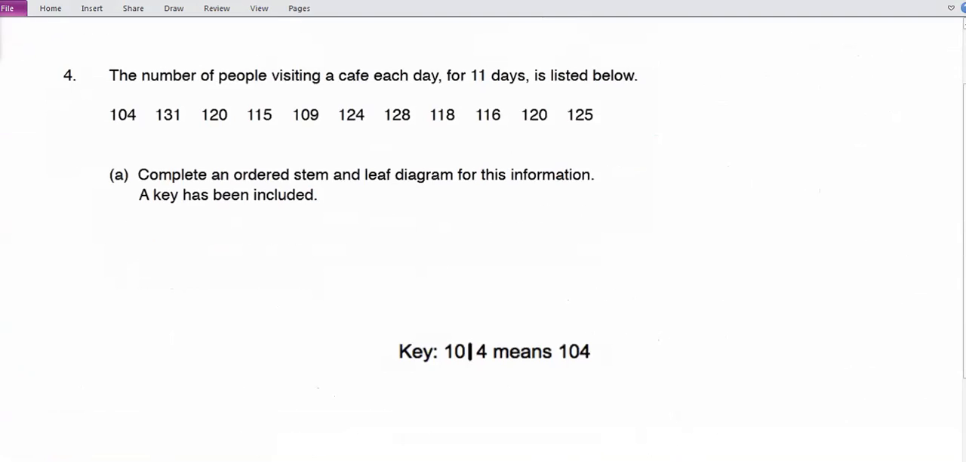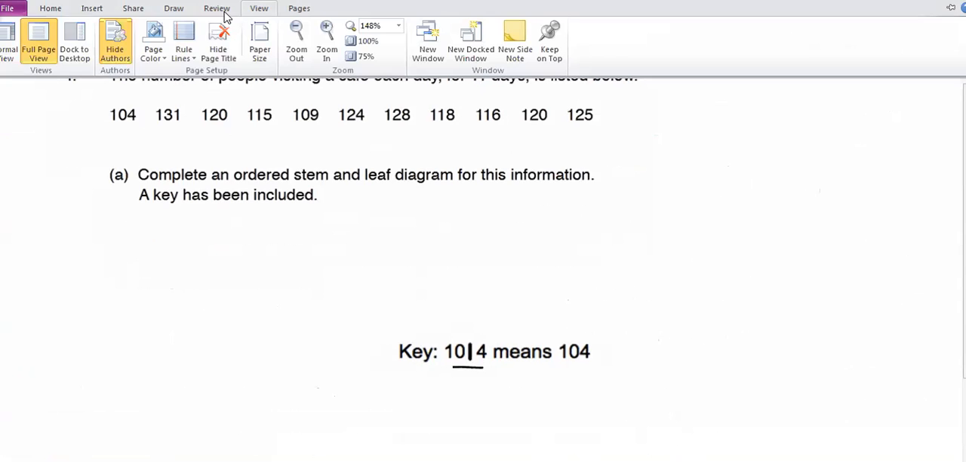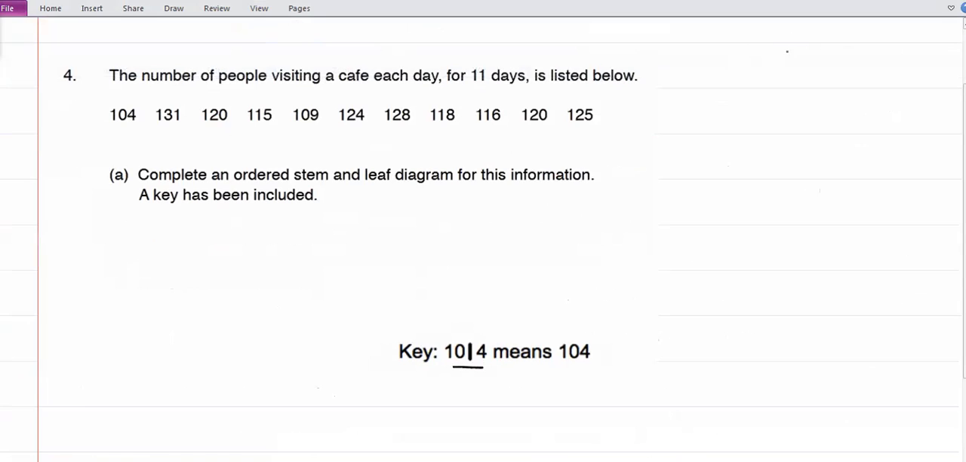Okay, right now, these are 3-digit numbers. And I told you, in this case, a key is given. Even if a key is not given for a 3-digit number, for example, if this is 175, this is a 3-digit number. That will be the stem and this will be the leaf. If you have a 2-digit number like 25, this is the stem, this is the leaf. But for a 3-digit number, the first two digits will be the stem and the last one will be the leaf.